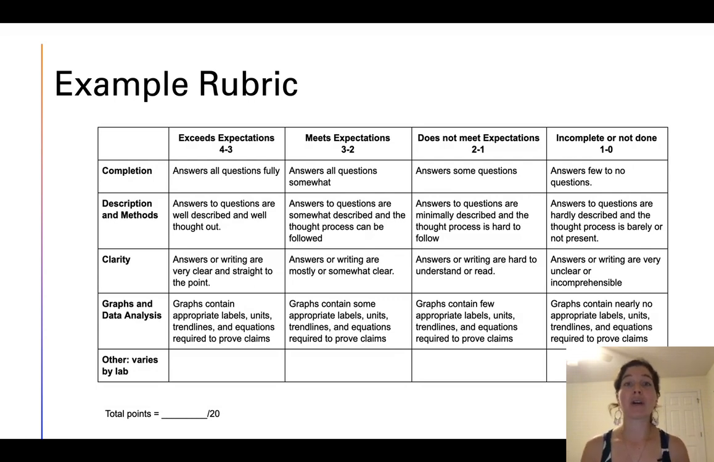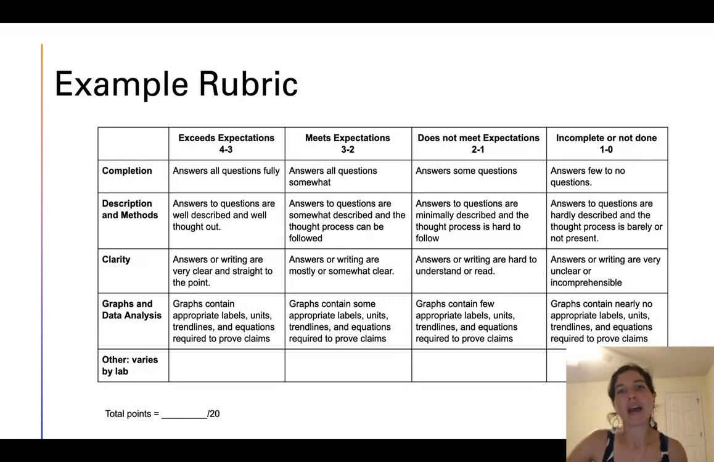Also, your graphs are going to be a big portion of your grade as well. Do your graphs represent what you did? Do they have the appropriate units? Can the conclusions that you draw actually be represented in your graphs? Or do your graphs say one thing and then your conclusion is another thing? Do those things mesh?